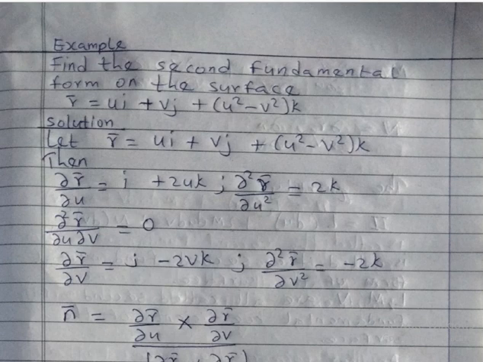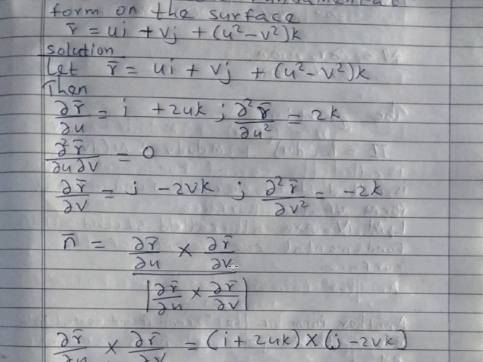So we will find the unit normal, and we say that the unit normal is the same as the normal, which is partial r partial u cross partial r partial v, divided by the modulus of partial r partial u cross partial r partial v.